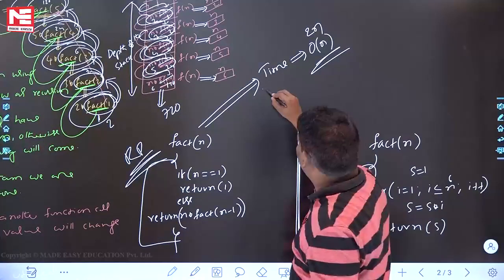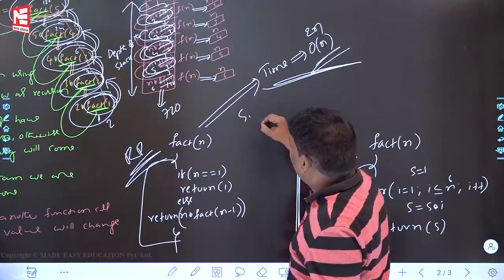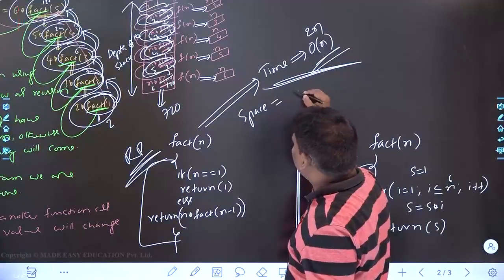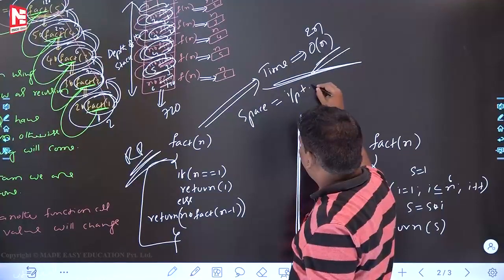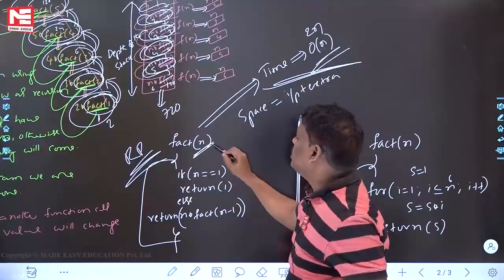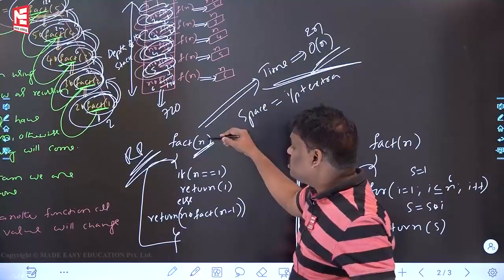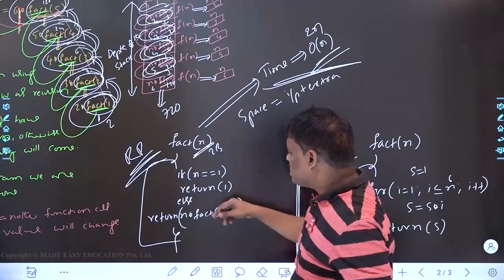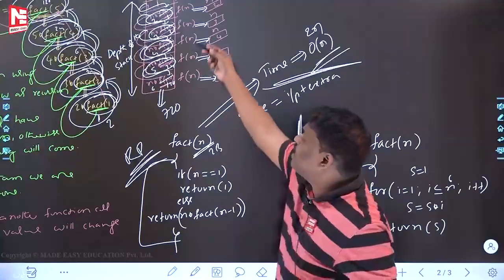What about space? Let me write the space. Please answer. Space complexity is going to be input plus extra. What is the input here? What is the factorial of n? N is one integer, 2 bytes. What is the extra? Whenever recursion is going on, stack units.